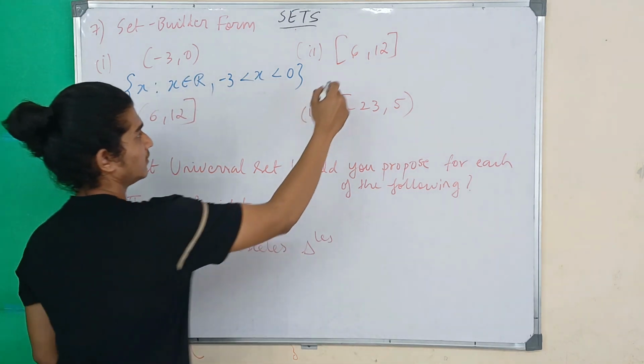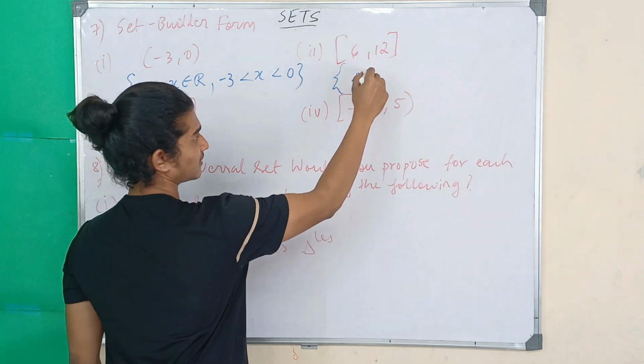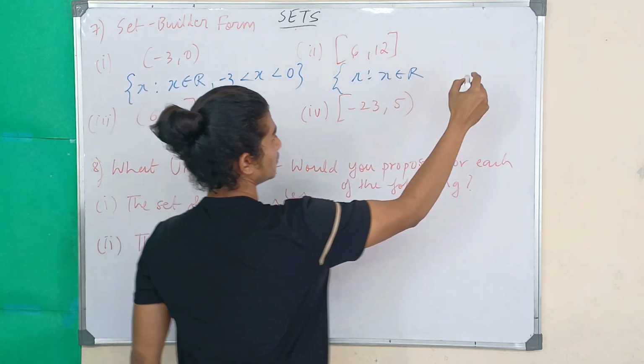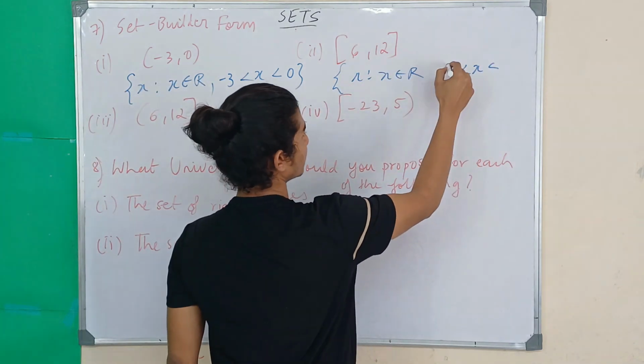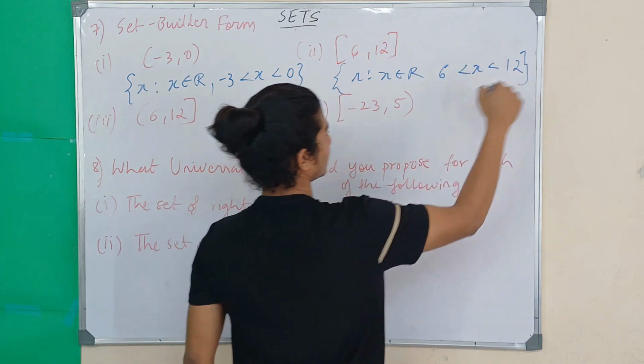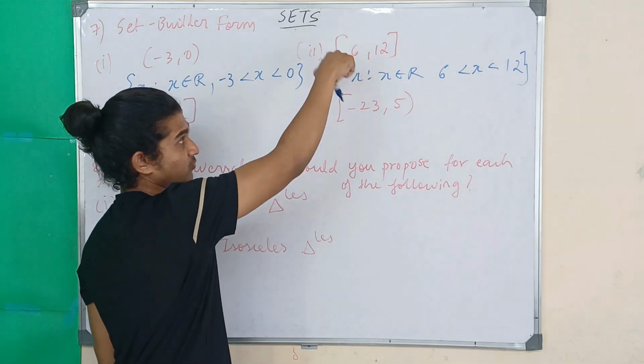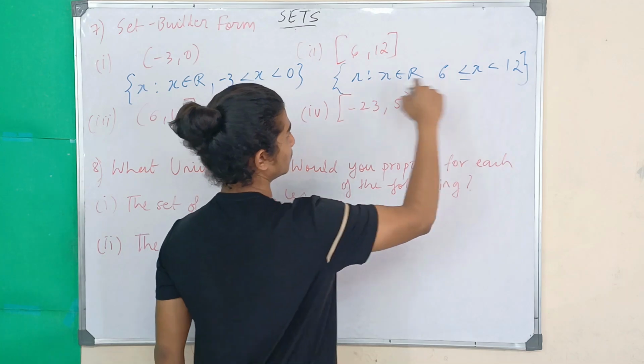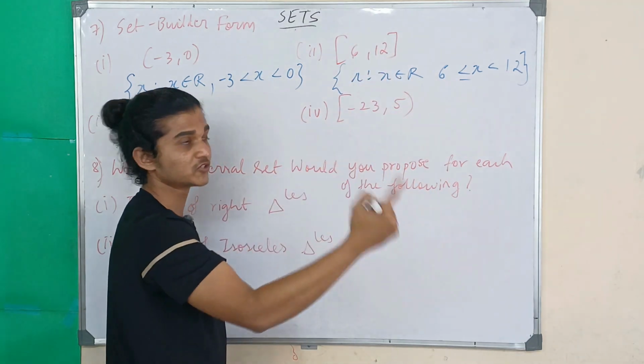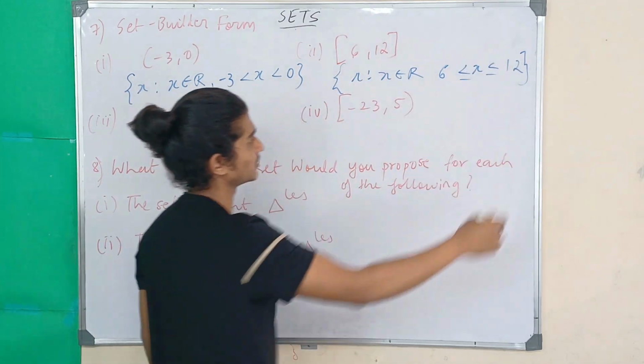So the next one. The basic thing is the set of all x such that x belongs to real numbers, write the boundary numbers, and is 6 included? A square bracket means it's included, so equal to. Is 12 included? A square bracket is there, which means 12 is included, so equal to sign for this.